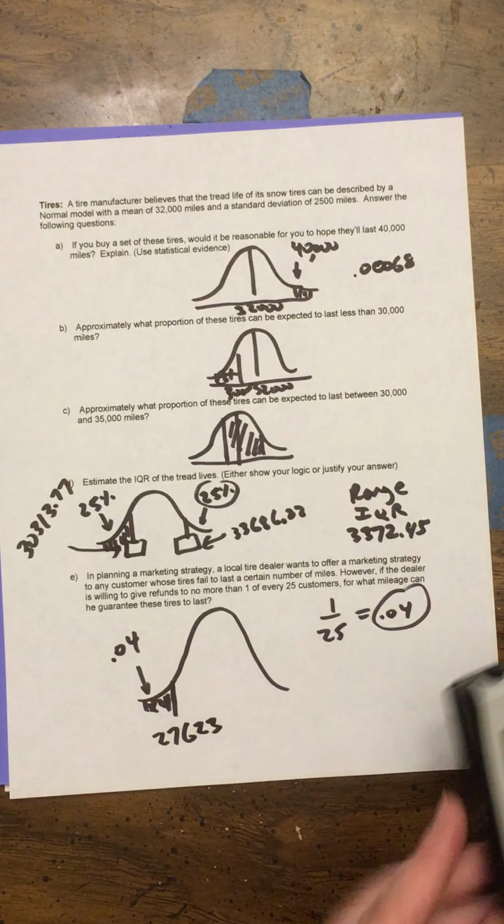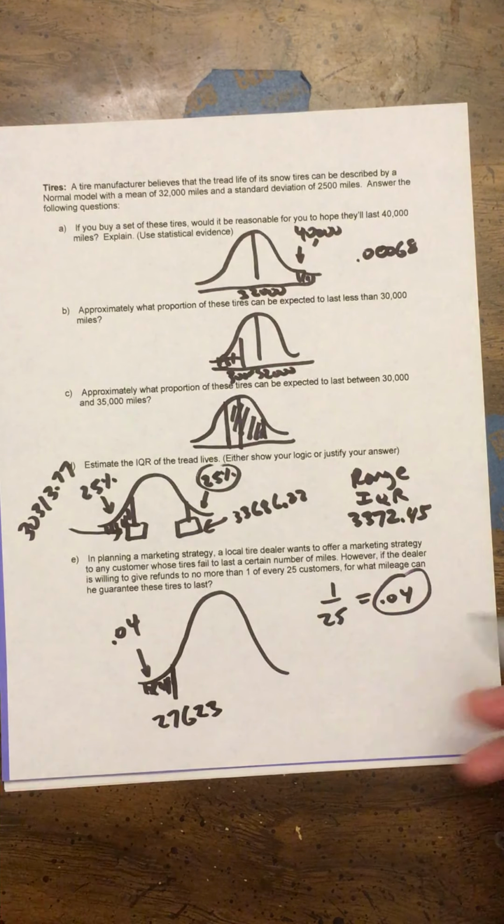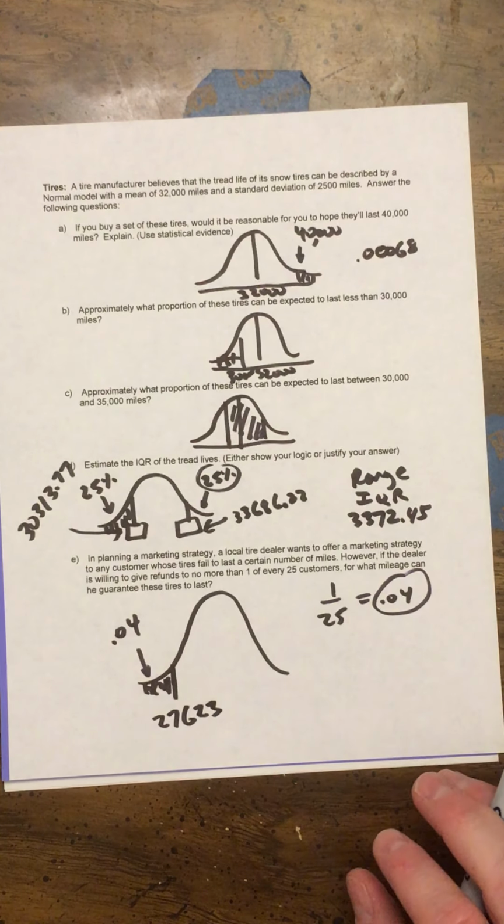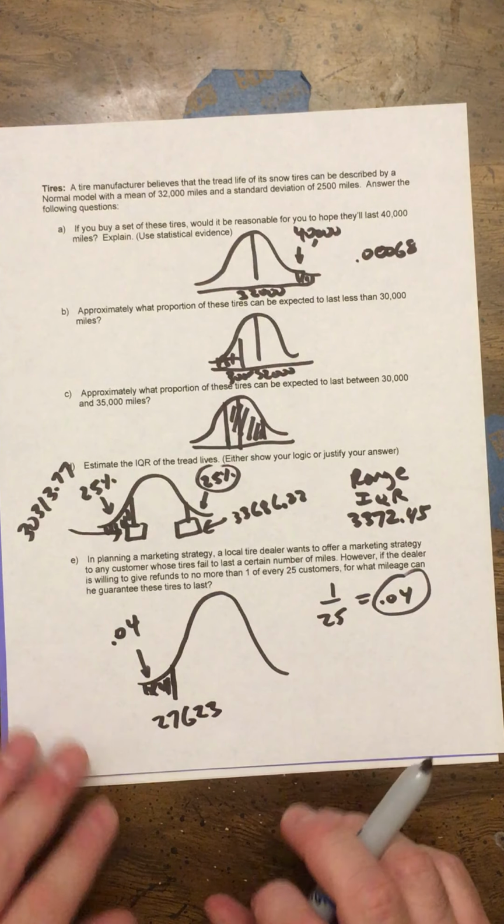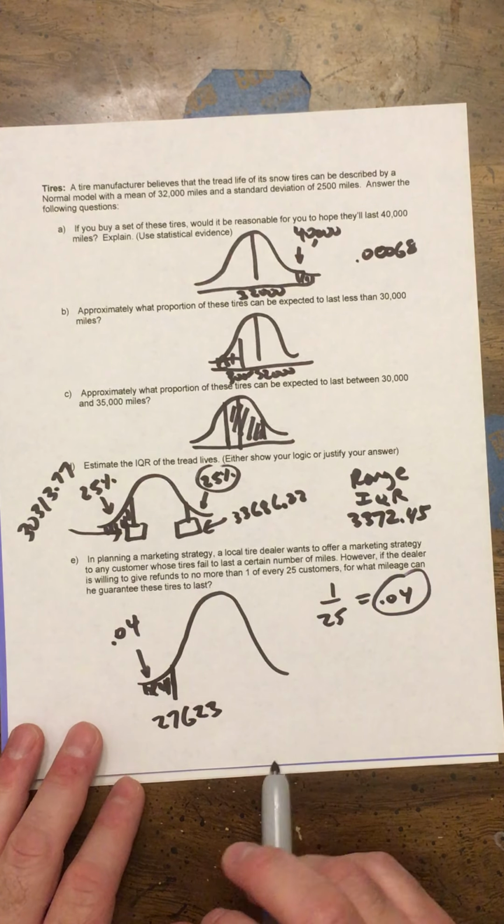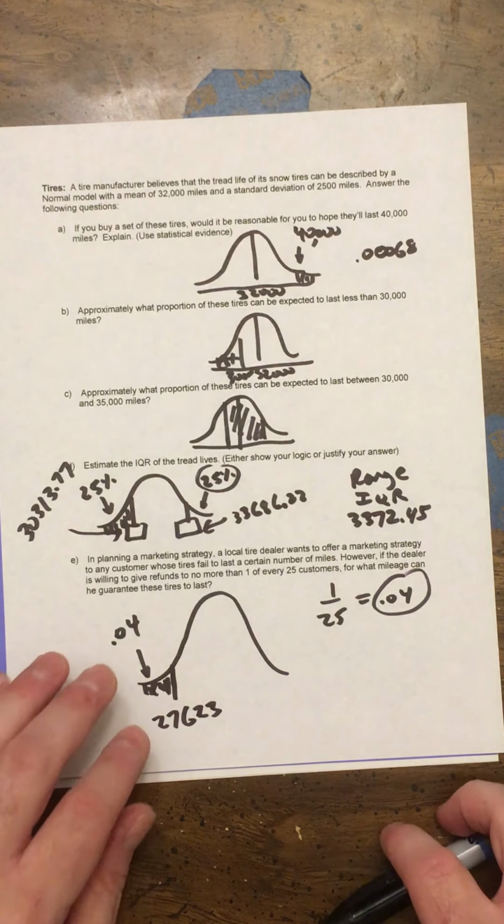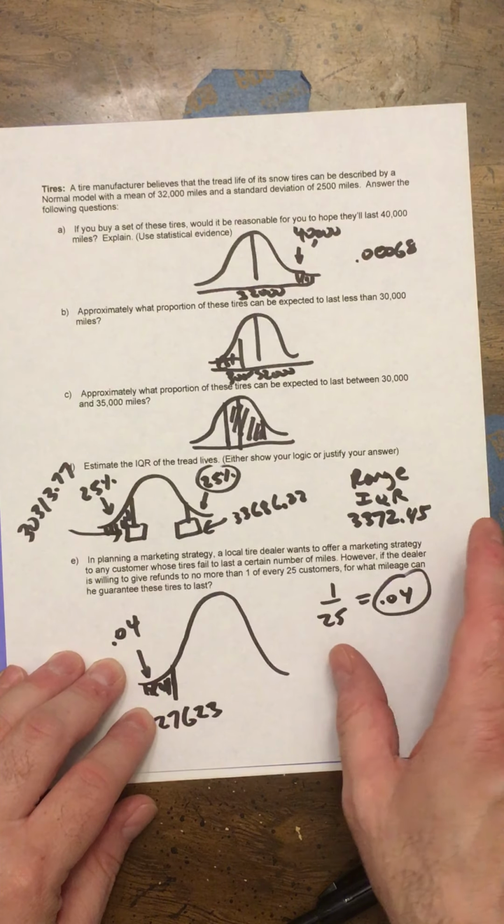So I'd probably round it down. I'd say if you get less than, let's just say this, if you get less than 27,000 miles, 623, then I'll refund your money. All right? So this is going to be an inverse norm question.